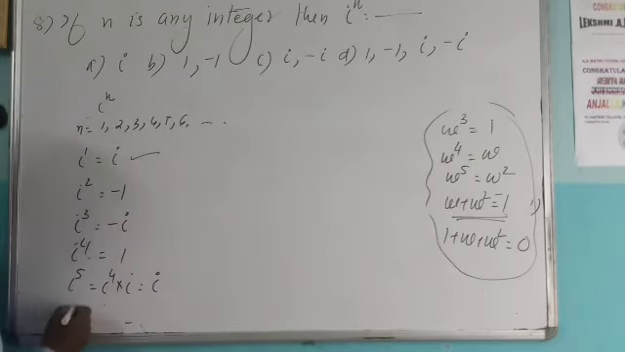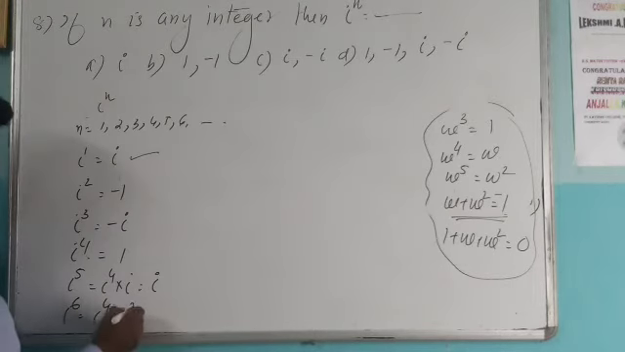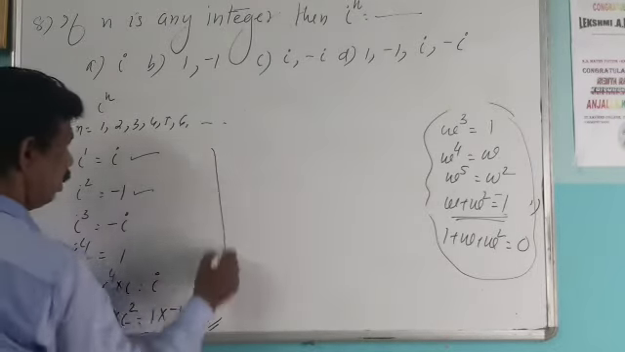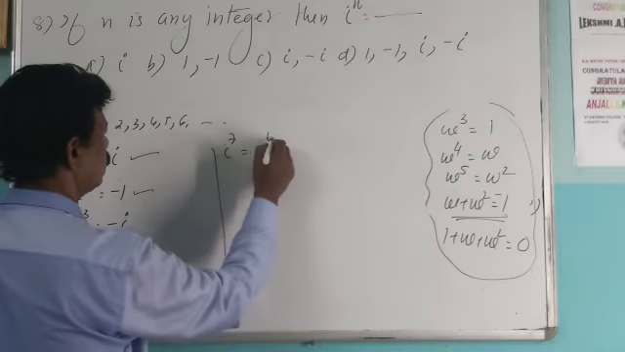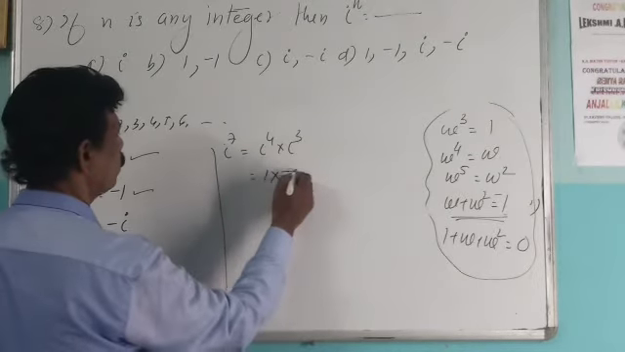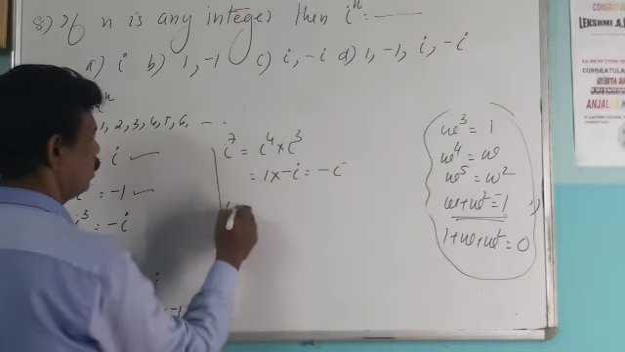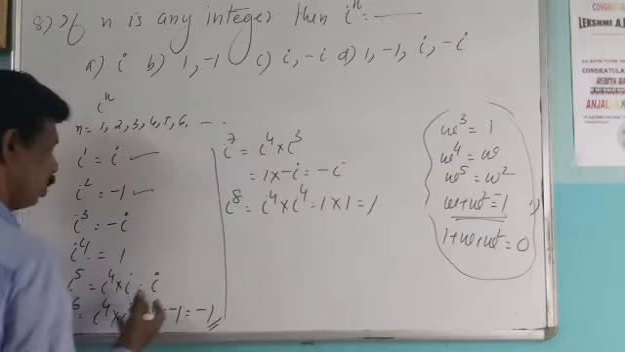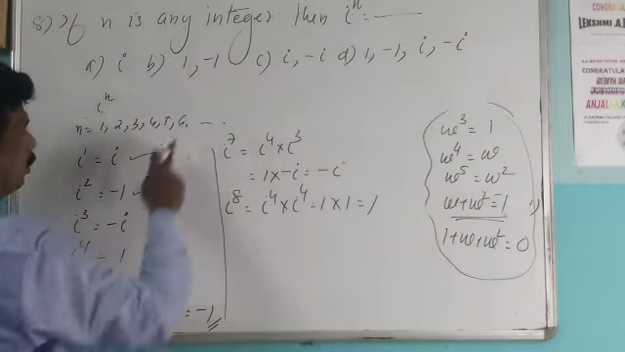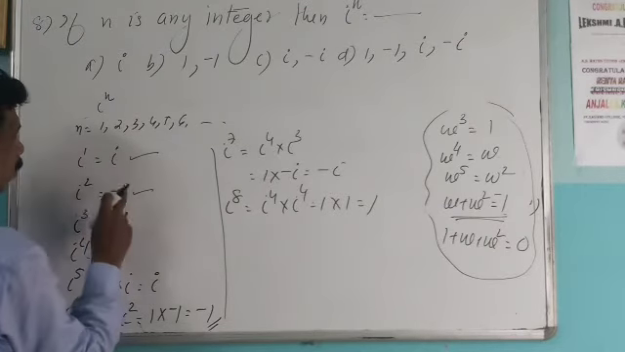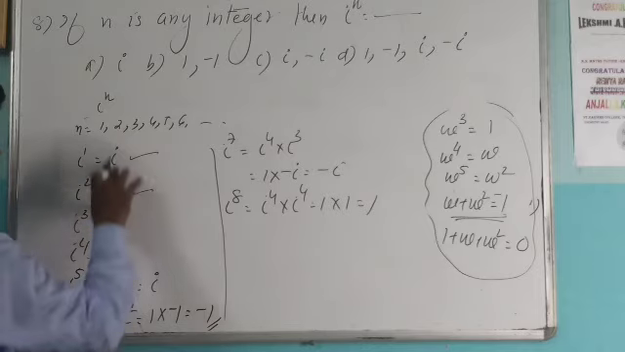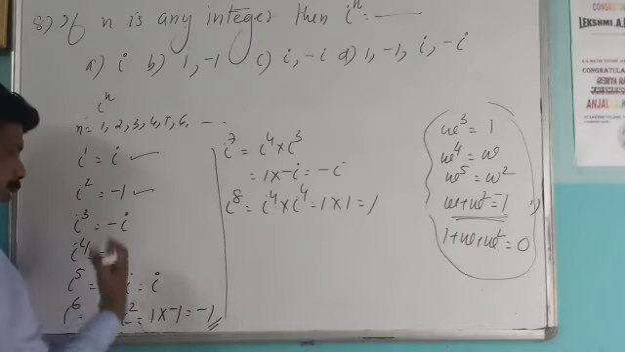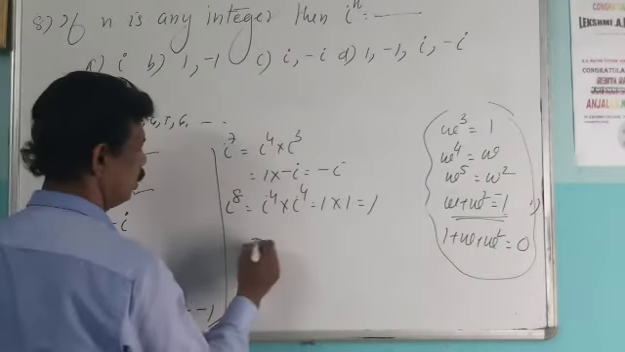Now see, it is repeating. i⁶ equal to i⁴ into i², i⁴ equal to 1, 1 into i² equal to −1. If n equal to 7, i⁷ equal to i⁴ into i³, i⁴ equal to 1, i³ equal to −i. i⁸ equal to i⁴ into i⁴ equal to 1. Whatever the value of n, if n is an integer, the value of i to the n is i, −1, −i, or 1. So it contains only four values, and the values are repeating. So our option is B.